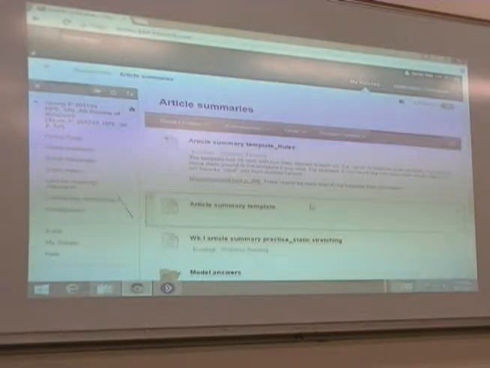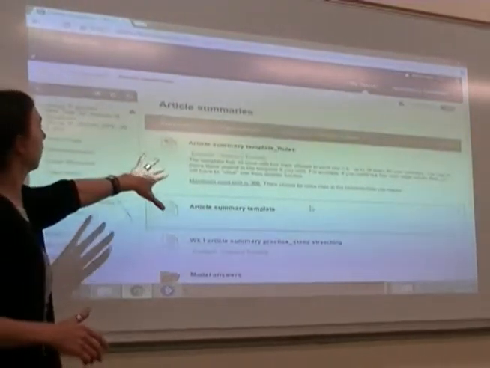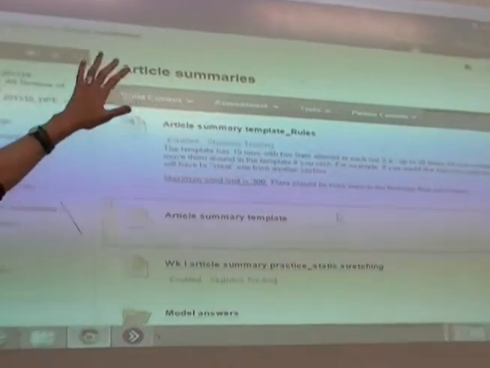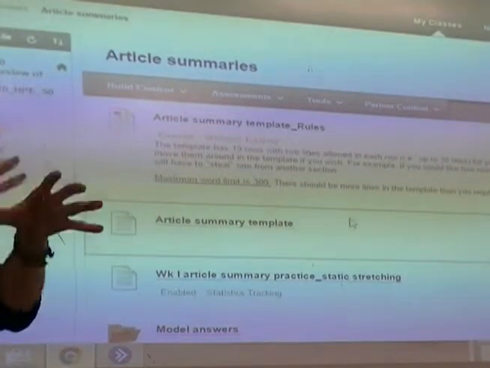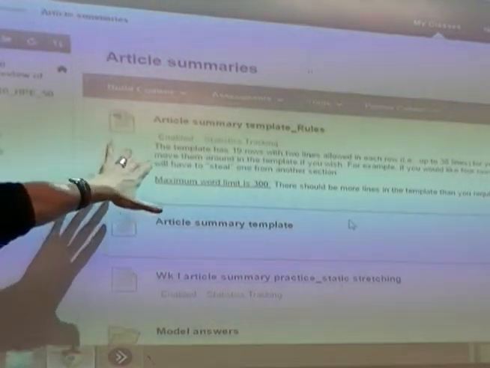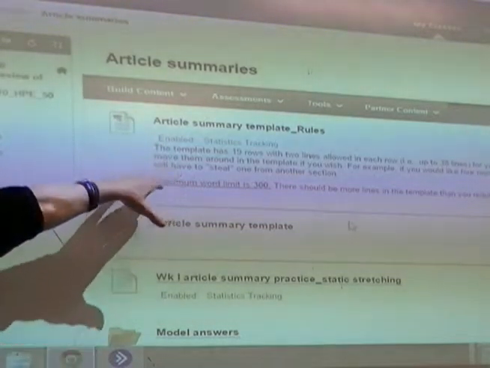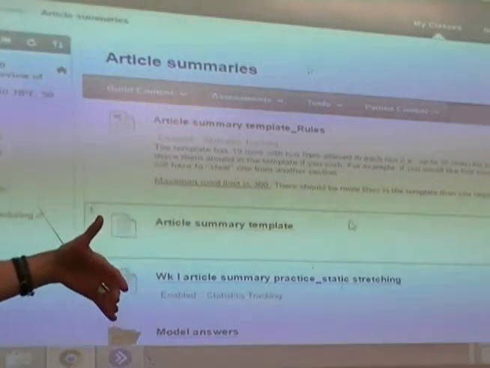Alright, so when you go into Blackboard and you click on assignments, there's an article summaries folder. Click on article summaries, and the first piece of information is the rules for this assignment.